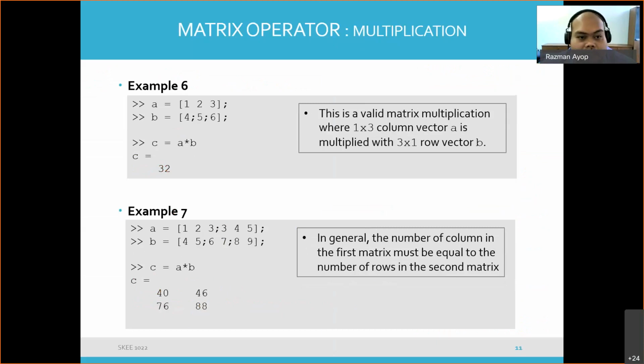So for example 6, you can see that it is 1, 2, 3, and then 4, 5, 6. So this one is compatible. If you can see here, 1, 2, 3 is a 1 multiplied by 3 matrix. And then this one is 3 multiplied by 1 matrix. So as a result, you get a 1 multiplied by 1 matrix. So this is the answer.